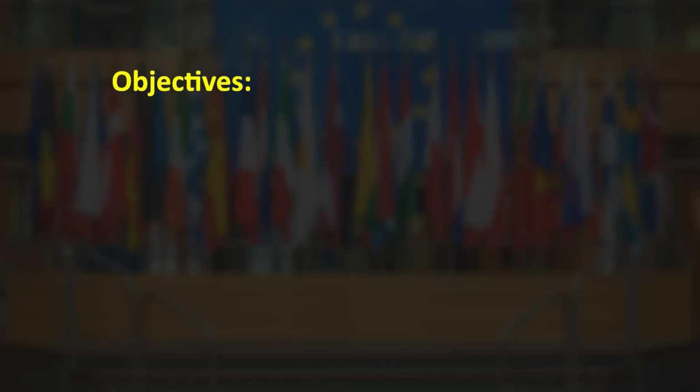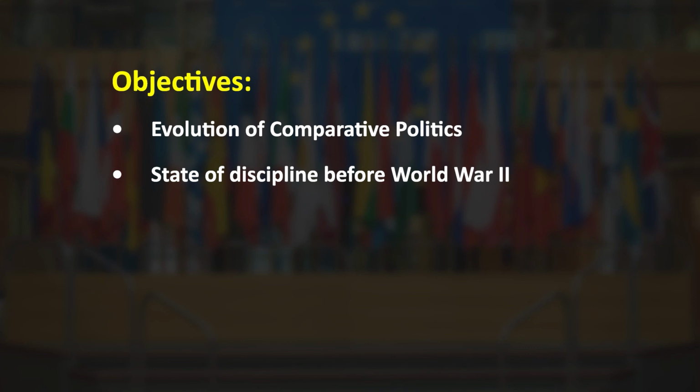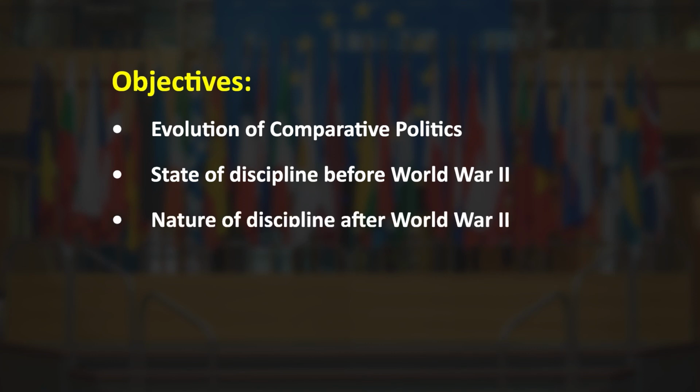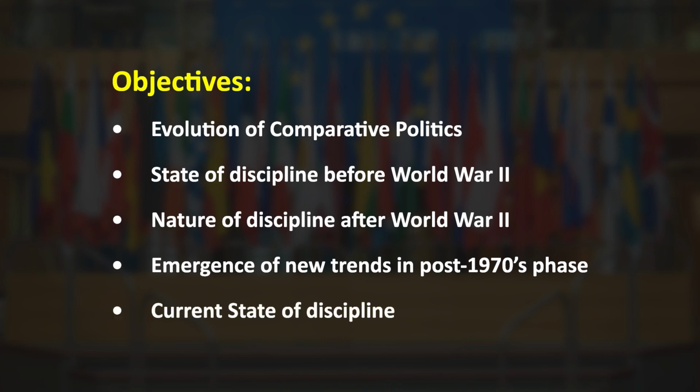The objectives of this lecture are: number 1, provide an overview of the evolution of comparative politics; 2, know about the state of discipline before World War II; 3, briefly highlight the nature of comparative politics after World War II; highlight the emergence of new trends in post 1970s phase, and finally discuss the current state of discipline.